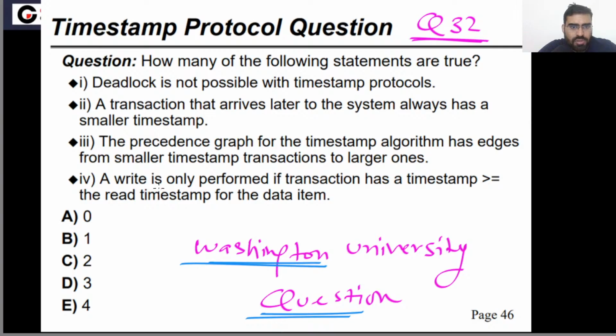Look at option number 4. A write is performed only if the transaction has timestamp greater than the read timestamp of that data item. So this is also correct. Yes or no? This statement is also correct because this is an only if statement.